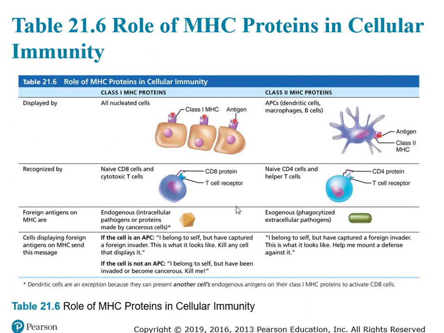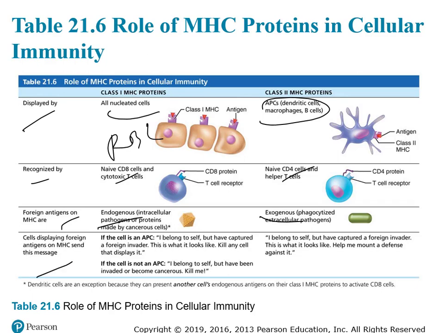You have a detailed differentiation of each of these class 1 and class 2. There you have, starting from where are they found, displayed, all nucleated cells except RBC, right? Class 2, it's found in APC only, recognized by CD8 over here, CD4 over there. Foreign antigens that are endogenous for class 1, exogenous for class 2. Cells displaying foreign antigens, MHC send this message.